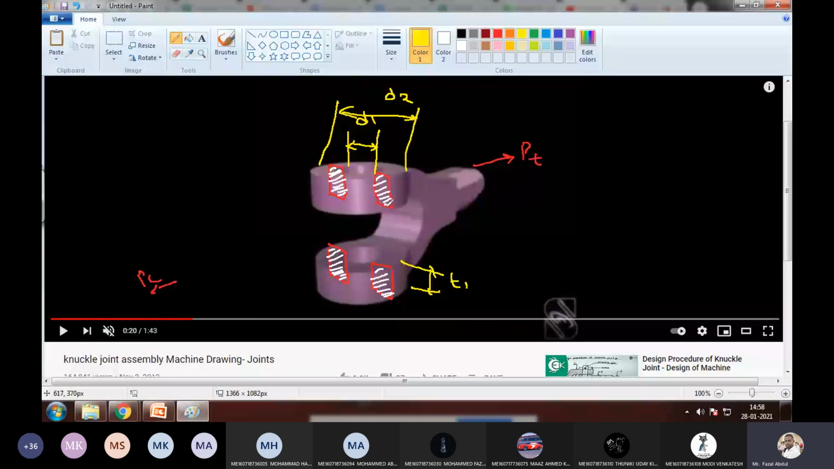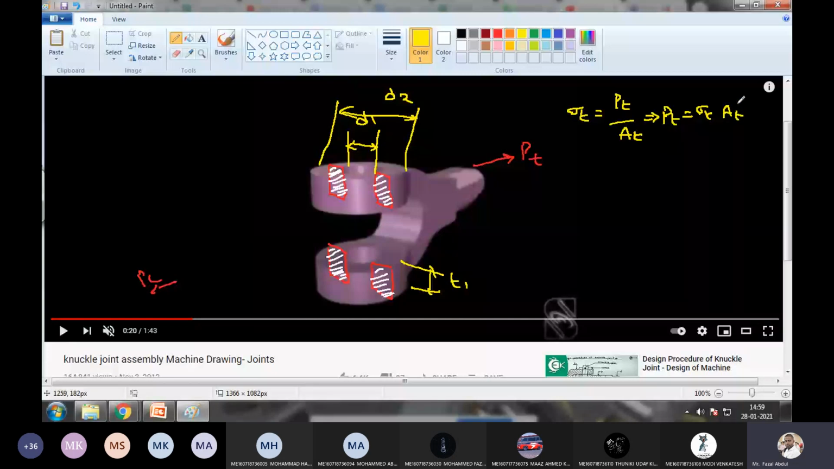Now because the failure is happening in tension, the respective stress is sigma T equal PT by AT. The reason I am taking the tensile stress is that the title itself indicates the rod failure is happening in tension. So with this equation, PT is sigma T into AT. What is AT here? Failure area under tension. So that failure area under tension I'm drawing here.